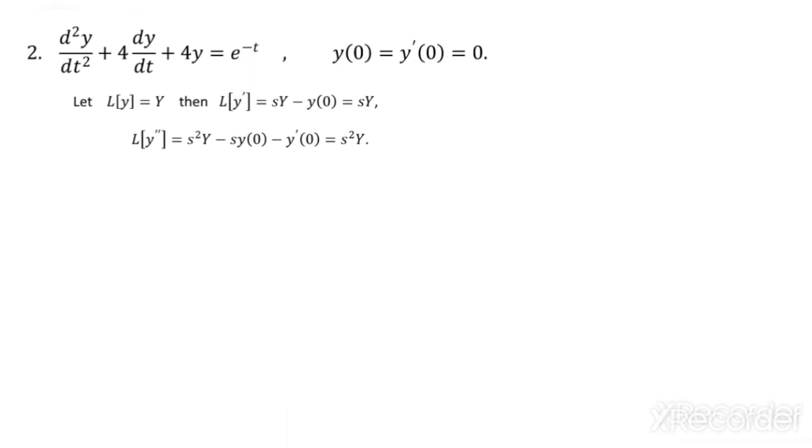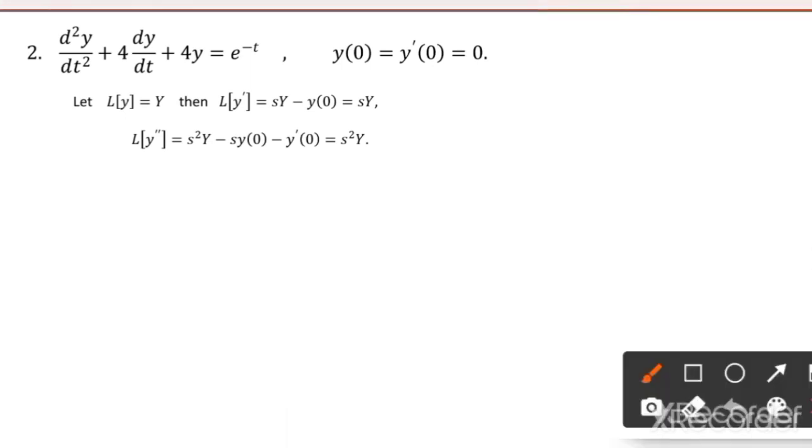So I got L of y is capital Y, L of y dash is s into capital Y minus y of 0, but y of 0 is 0, that's why it is just s into capital Y. And what about y double dash? s square Y minus s into y of 0 minus y dash of 0, but since both y and y dash at 0 are 0, I get only s square Y.